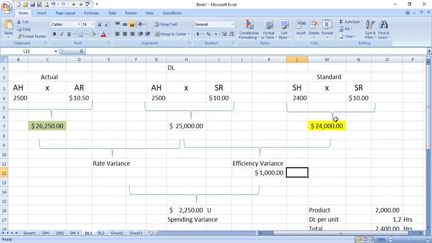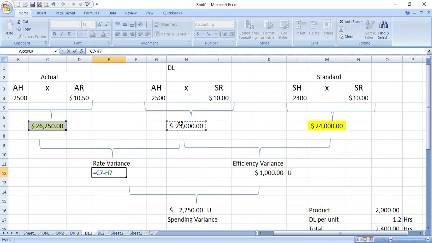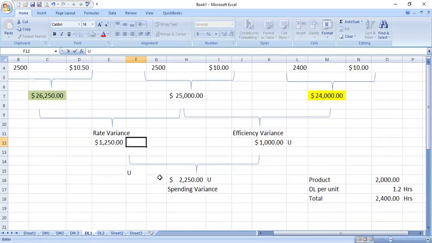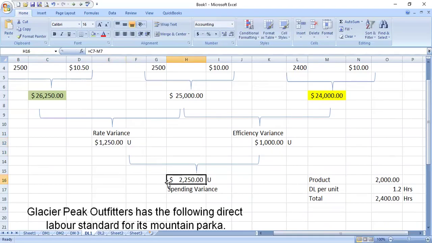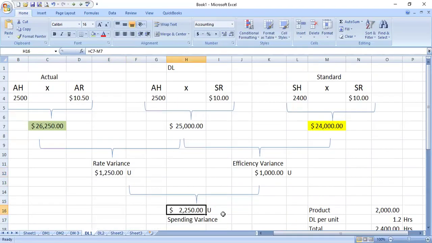Isn't that unfavorable? So it's unfavored? Unfavorable. Because I'm supposed to spend 24, I'm spending 25. Unfavorable. How about the rate variance? I'm spending 26, but I'm supposed to spend only 25. Unfavorable again. So my total spending variance is ginormous, $2,250 unfavorable.